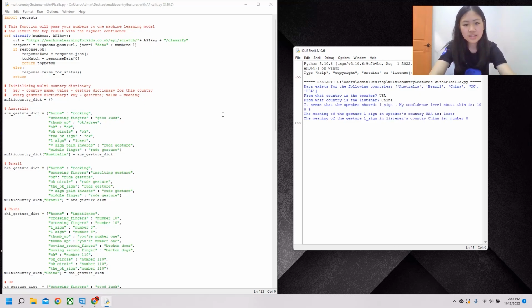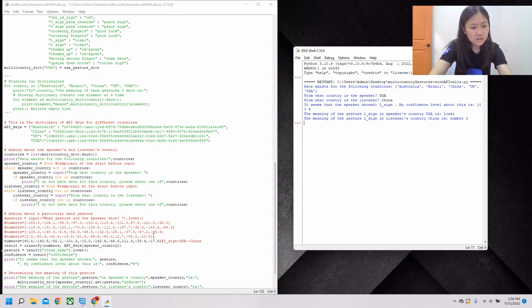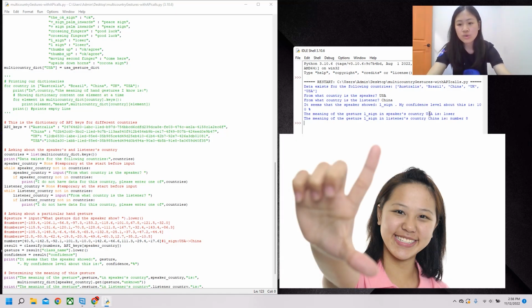From our examples of the gestures we have used in Machine Learning for Kids down over here, we can see there are a bunch of examples that we have inputted, and our code uses this to recognize what gesture it is. So it says that this is the L sign, and then it gives us information of what the gesture means in USA, which is loser, and what the gesture means in China, which is the number 8.